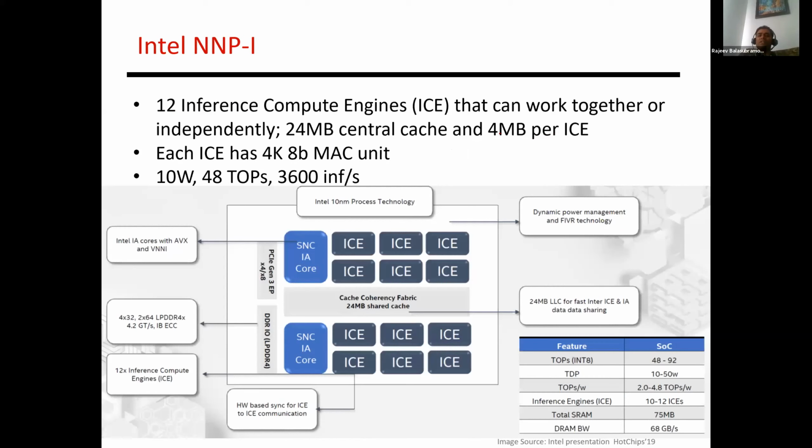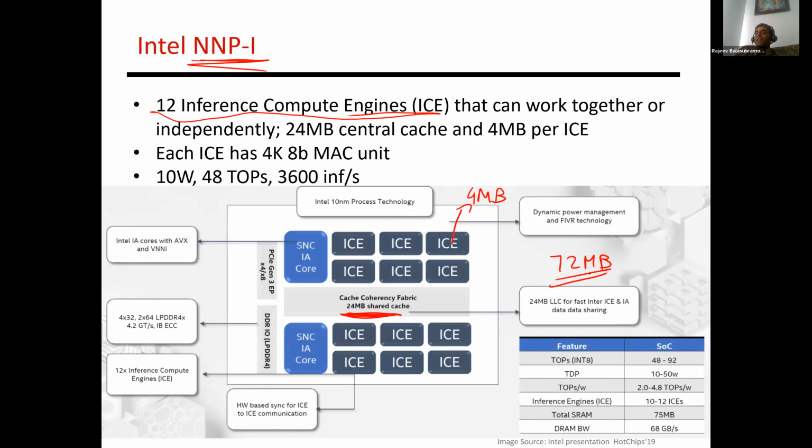Okay, all right. So then I have a couple of slides on the Intel design as well. There are only a couple of points I want to note over here. You'll see that the Intel Nirvana inference engine basically has 12 what are called inference compute engines. And you'll see that there's a large amount of cache on chip, right? So there's 24 MB in a shared cache over here. There is 4 MB in each one of these ICE units. So that's a total of 72 MB buffer storage on chip, right?